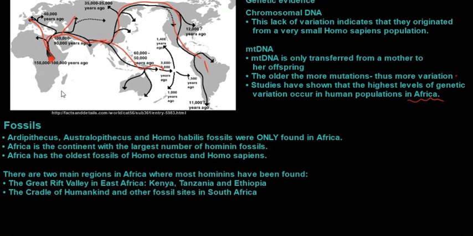And then the fossil evidence, like we mentioned above: Ardipithecus, Australopithecus, and Homo habilis fossils were only found in Africa. Africa is the continent with the largest number of hominin fossils. Africa has the oldest fossils of Homo erectus and Homo sapiens, and there are two main regions in Africa where the most hominins have been found, and that is the Great Rift Valley in East Africa, so that is Kenya, Tanzania, and Ethiopia, and then also the Cradle of Humankind in South Africa.